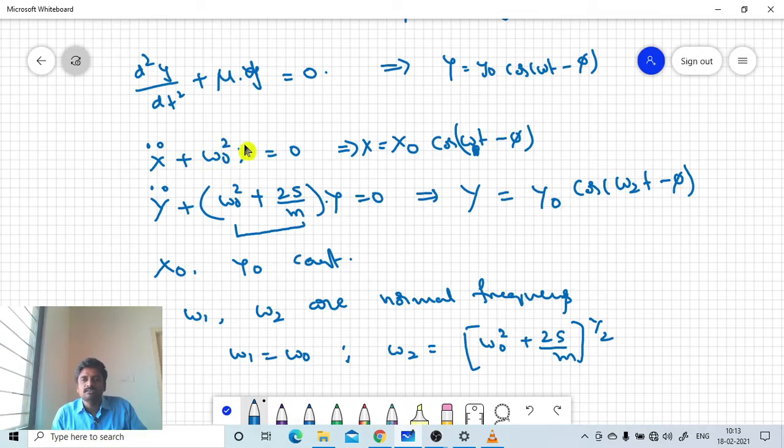Here the omega square already exists, so that's why we are taking omega 1 is equal to omega naught. Here the square does not appear, that's why we are taking omega 2 is equal to square root of omega naught square plus 2s by m. This is the value we are having.